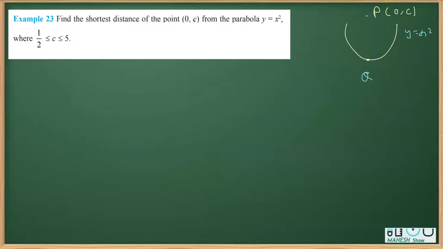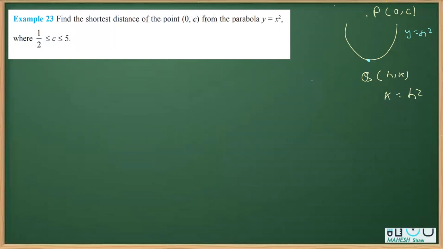I took another point, say Q here, and I took its coordinates as (h, k). This is the coordinate of this point. Now further we can see that this point will satisfy this equation. Here k is y, so k is equal to h squared.